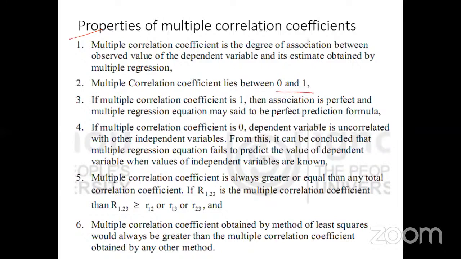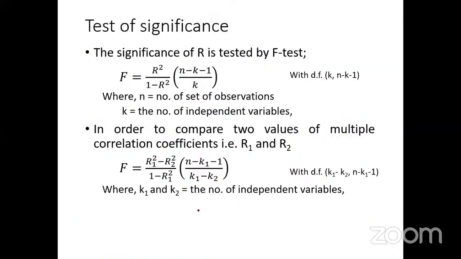Now, some of the properties we take into consideration for the multiple correlation coefficient. If the value is 0, that means your dependent variable is uncorrelated with the other independent variables, right? The multiple correlation coefficient is always greater than your individual correlation coefficient. Those are the listed properties of the multiple correlation coefficient. Now, here also we have to test the significance of this multiple correlation coefficient.